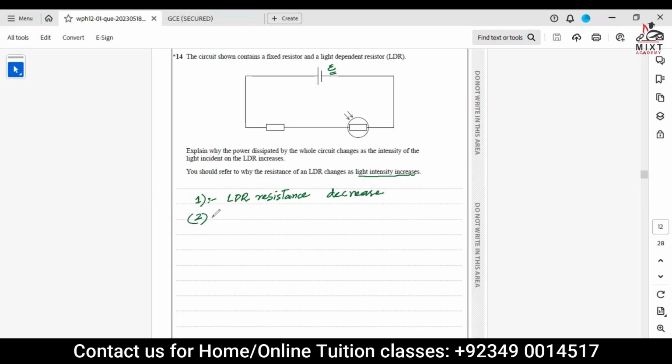Yeah, second point. The resistance decreases because of more conduction of electrons. So more conduction of electrons. That's good. Well done. Okay. Third point.